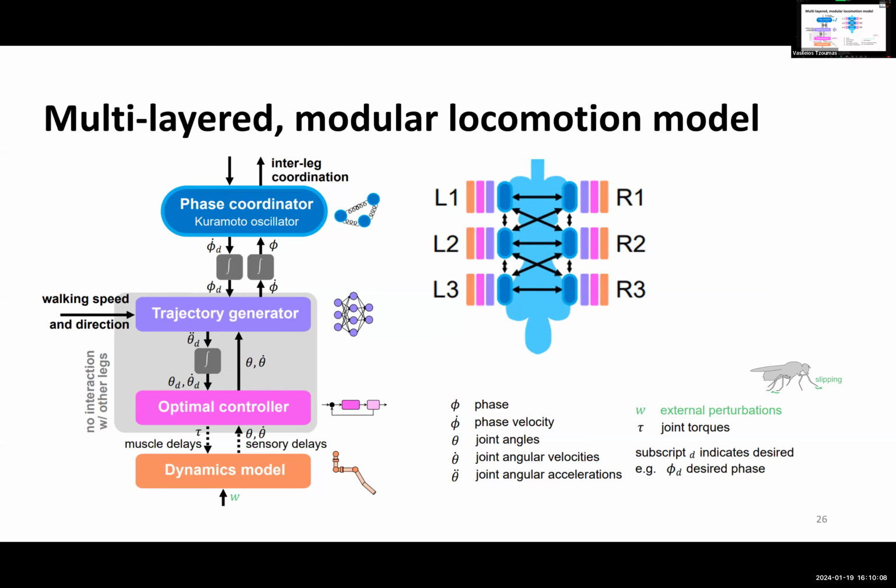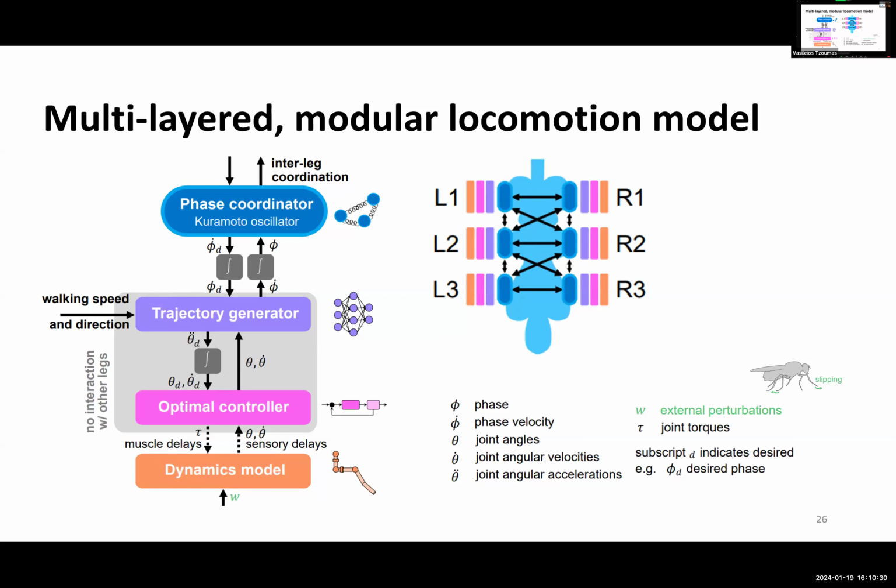Now, one nice thing about this is that it's very modular. You can design the controller and dynamics without knowing anything about the Kuramoto oscillator and the neural net, which is what I did for this project. On the flip side, what my co-author did was design the Kuramoto oscillator and the trajectory generator without knowing anything about the optimal controller. And then at the end, you hook them up together.